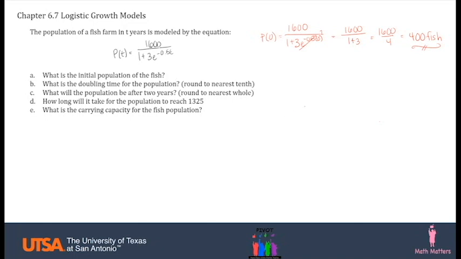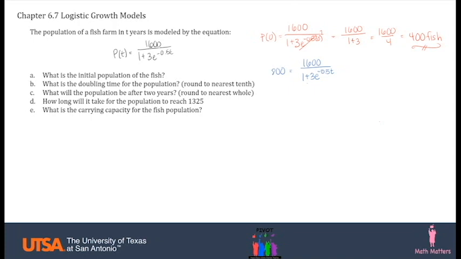So our initial population is 400 fish. That's part A. Then part B asks, what is the doubling time for the population? And round to the nearest tenth. So doubling time means if our initial population was 400, we want to find what t value gives us 800 fish, because 800 is twice. So we have 800 equals this 1600 over all of this from our function.